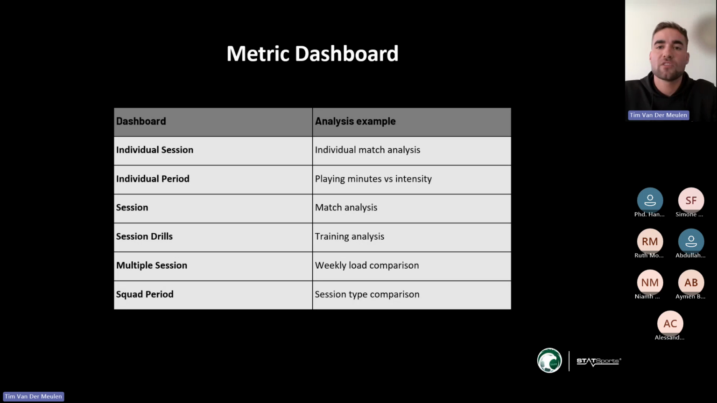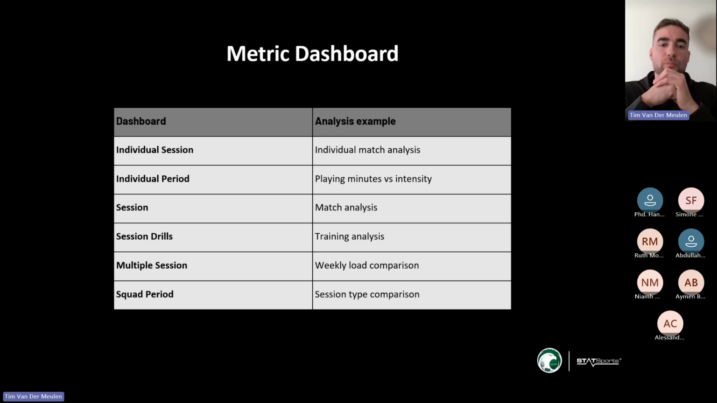So today we will dive a bit deeper into how to actually use the data and how to interpret the metric dashboards. So I will go through each different dashboard that is possible in Sonra Desktop. Starting with the individual session dashboard and providing you practical examples on how to analyze the data. So with the individual session dashboard, I will show a practical example of analyzing individual match data.